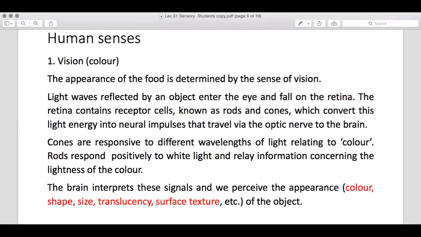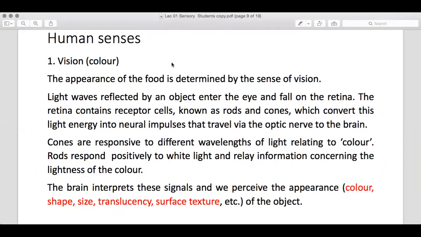Now we are going to discuss human senses. I'm not going to explain these things in detail. You can read and understand. I have already shared some articles with you in your LMS, on how the human sensing system works. You have to read and understand. I will discuss the important details.